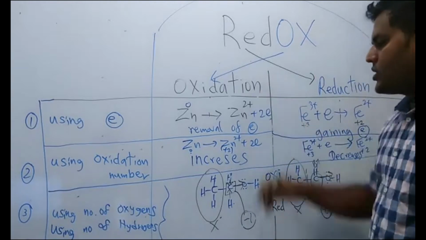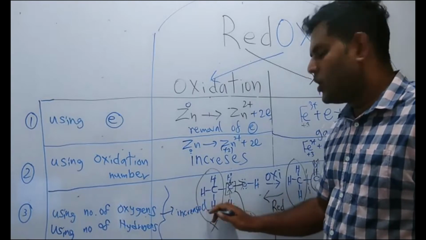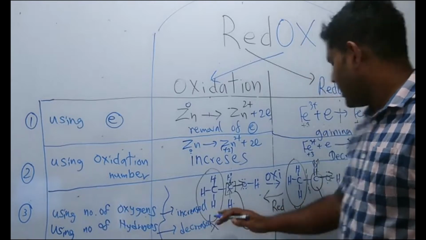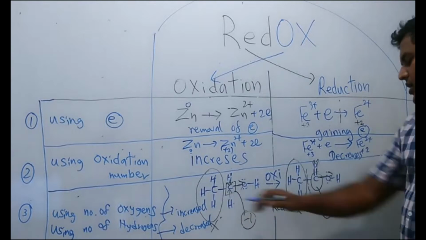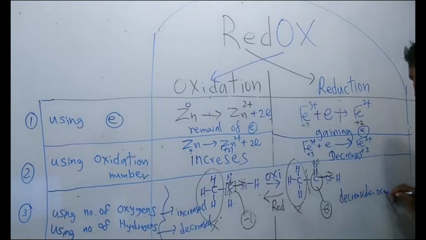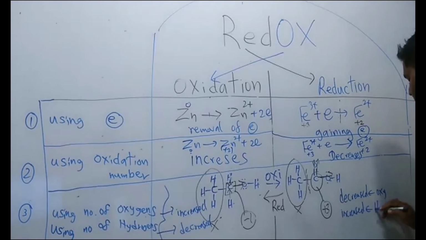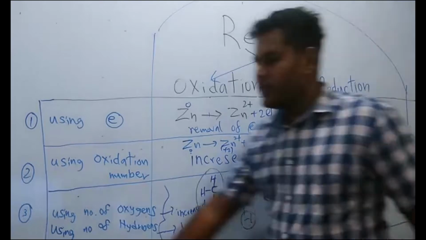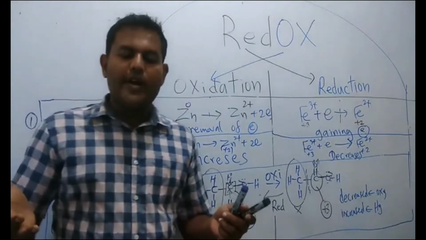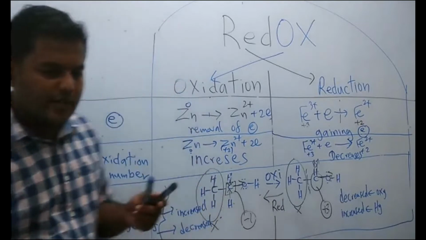So in oxidation, you can write that the number of oxygens increased. I'm writing in a small font. The number of hydrogens decreased in oxidation. And parallelly, you can write that in reduction the number of oxygens decreased and the number of hydrogens increased. Please complete the table with the examples. So these are the definitions for redox. Is it clear? Any questions? If you have any questions, please ask. Copy down in your notebook.